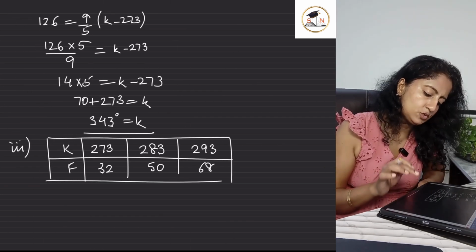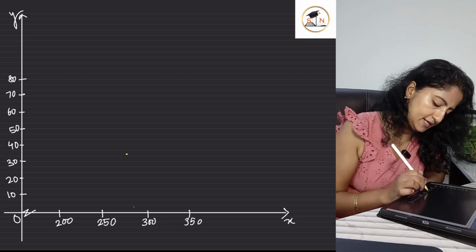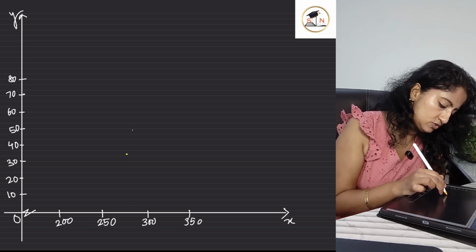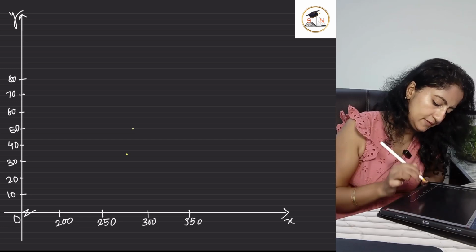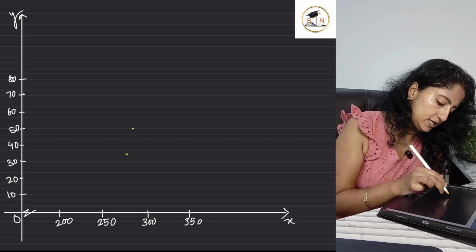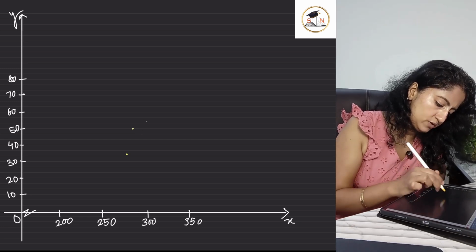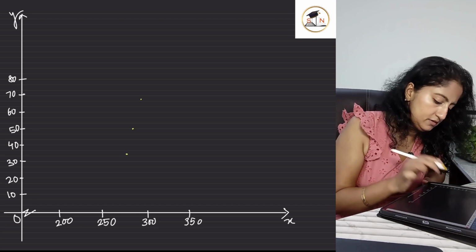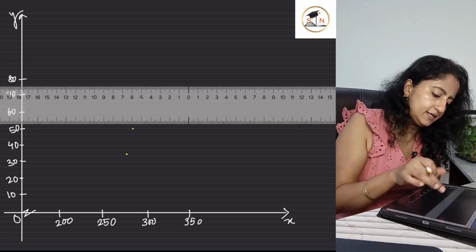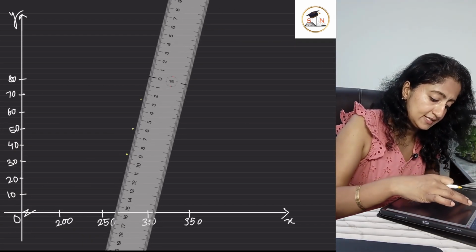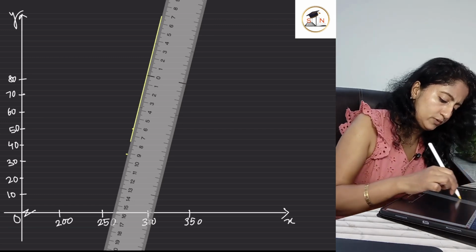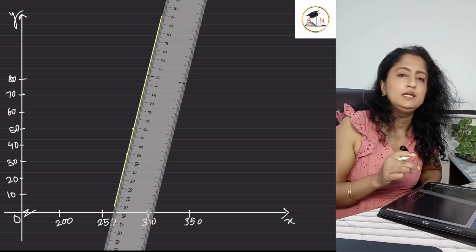Next, we have 283 with 50. So again, it is going to be closer to this 283 and 50, so it is on this line precisely. Then 293 and 68 means it is here. Okay. Now we have to connect them with the help of a scale. And yes, guys, whenever you do that, you have to do it with the help of a scale only.